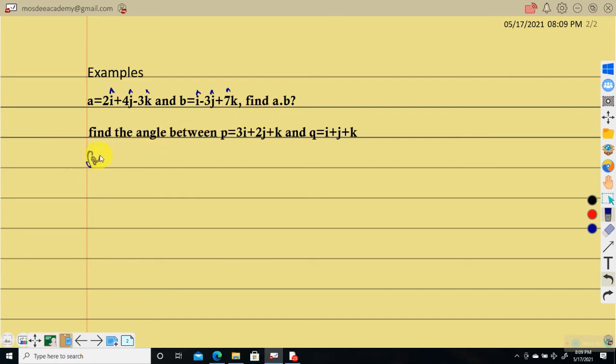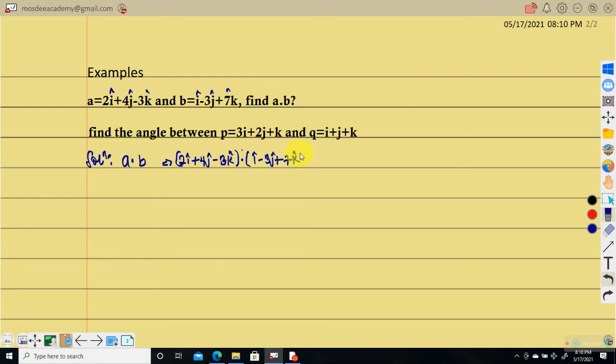We can write our solution here in order not to waste our time. So we can say A dot product B is the same thing as saying we are multiplying, without wasting time, 2i cap plus 4j cap minus 3k cap. We are multiplying with, I'm putting the dot product here, i cap minus 3j cap plus 7k cap.